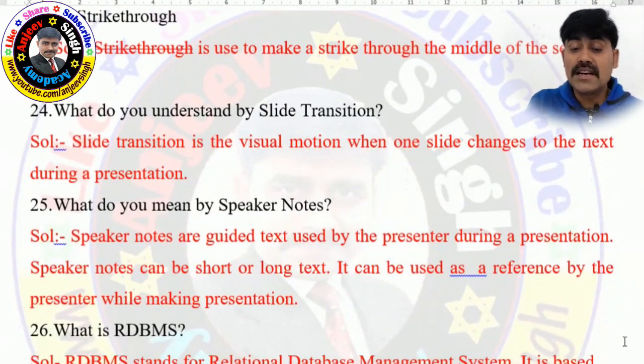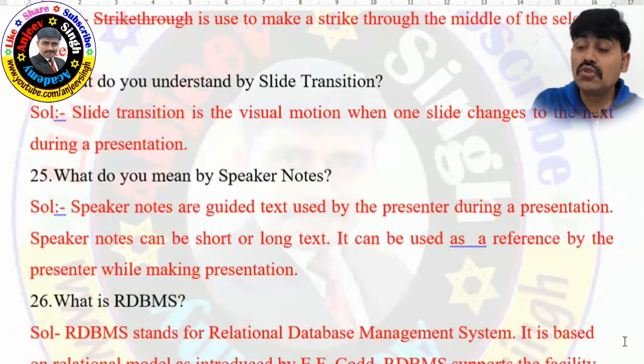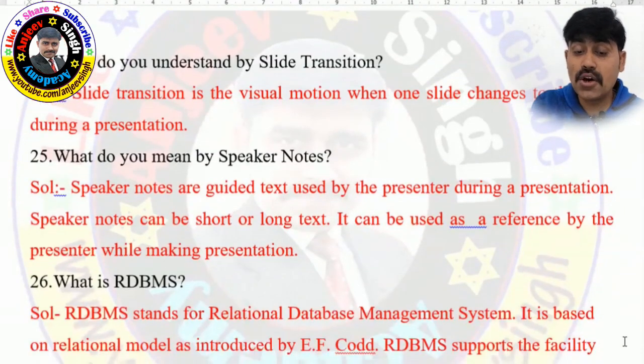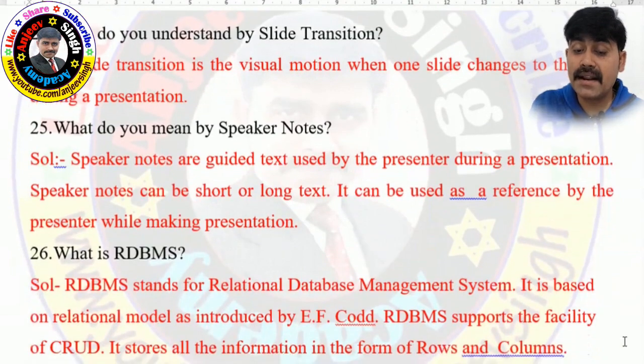Now, what is the RDBMS? RDBMS stands for Relational Database Management System. It is a database system which allows you to manage a huge amount of data. It is based on the relational model introduced by E.F. Codd. RDBMS supports the facility of CRUD: create, retrieve, update, delete.